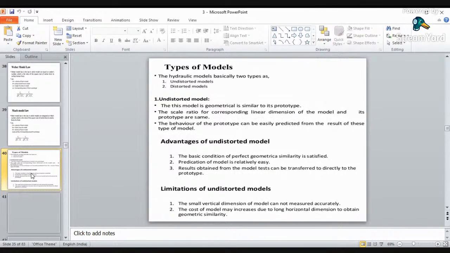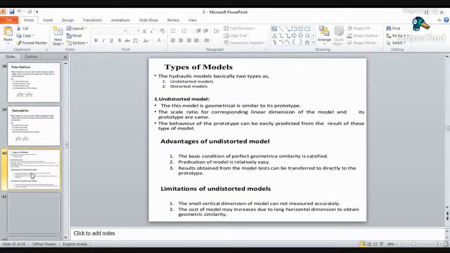Now there are two types of models: distorted models and undistorted models. Sometimes you cannot exactly match the dimensions of the existing prototypes. Consider an open channel or a river. In the case of a river, the vertical dimension is actually very small compared to the horizontal direction. The depth of the river is, for example, 1 meter, but its width will be thousands of kilometers. So in this case, it is impossible to construct an exact model. You will construct a model which is not similar in the y direction but similar in the x direction. This type of model is termed a distorted model.